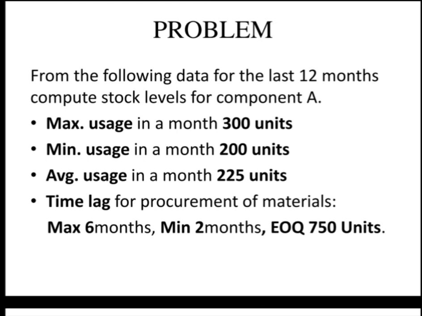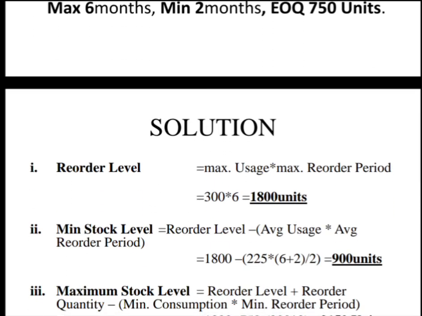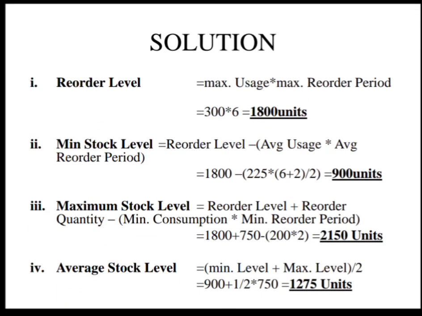Here is a problem given. Information is given for 12 months, and the different stock levels have to be calculated. The maximum usage is given, minimum usage is given, average usage is given. The time lag for the requirement is 6 months at maximum and 2 months at minimum. Economic order quantity is also given. So now we will calculate the reorder level, minimum level, maximum level, average stock and everything. How will we calculate? Reorder level is equal to maximum usage into maximum reorder period. Maximum usage was 300 and the reorder period was given as 6. Just by applying the equations you will get the answers.